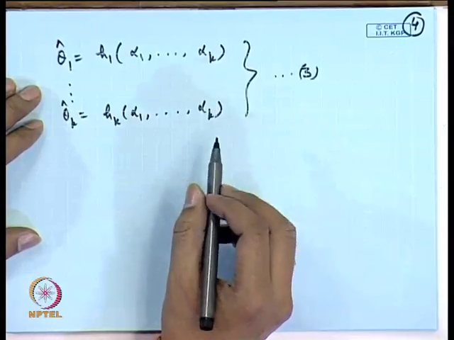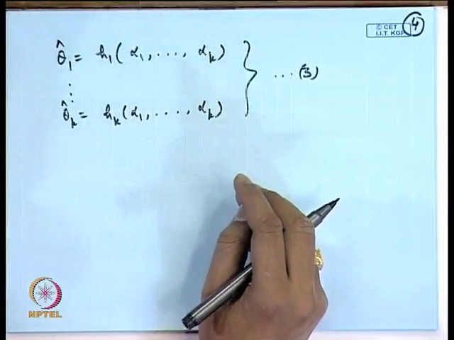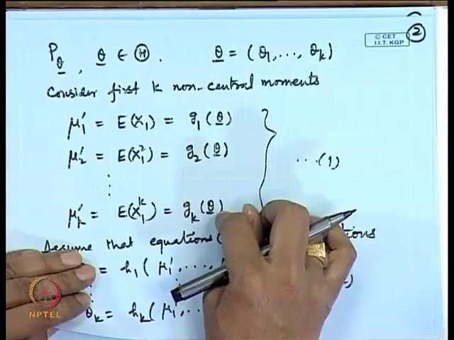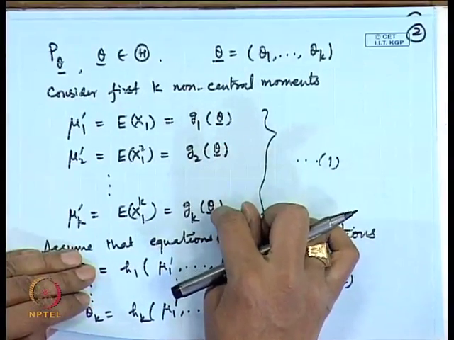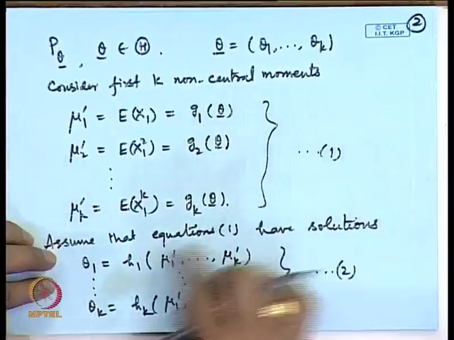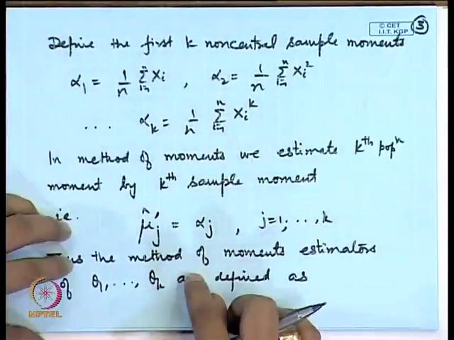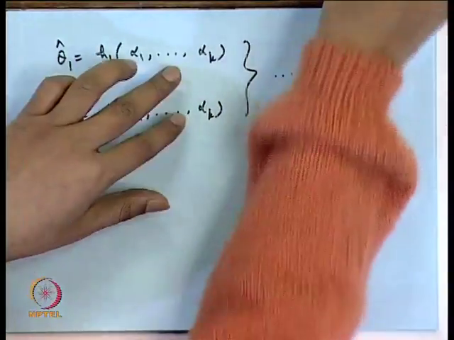Now, the question may come that if the solutions to these equations are obtainable in the explicit form, then only we can write down this solution for the method of moments. There may be some cases where you may have say 2 parameters or 3 parameters, but 2 or 3 equations may not lead to the solutions. In that case, we may take extra moments here.